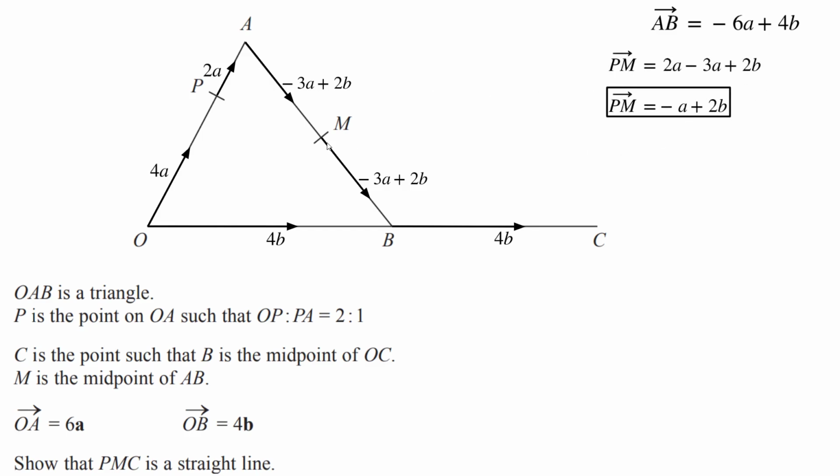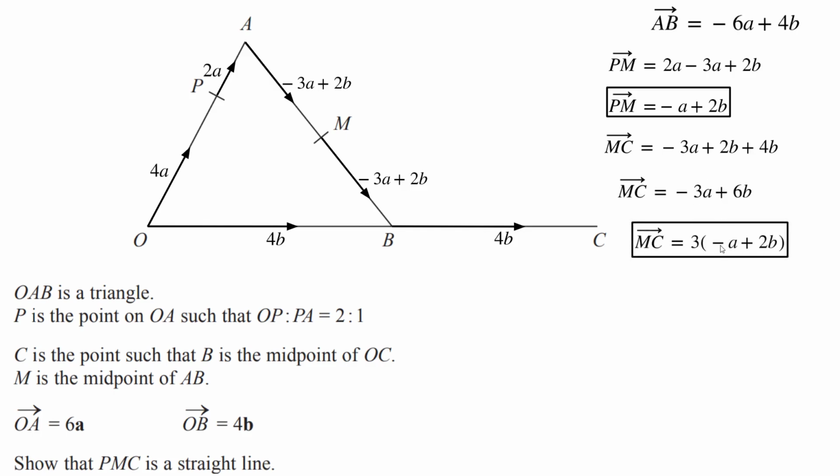Now we want to find out what M to C is, because the line is PMC. So M to C, that's minus 3A plus 2B plus 4B. Simplify that to get that. And look, you can say that because there's a scalar multiple, here it's 3, and because they share the common point M, it's a straight line. Okay, so that's all you need.